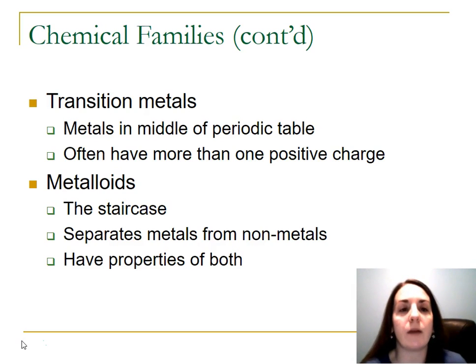Then we have the metalloids, which again is that staircase. So on the periodic table that I showed you, it was the purple elements. And this basically is our separation point on the periodic table. So all of the metals are on the left side, and all of the nonmetals are on the right side of that staircase. And these elements that are on the staircase are considered metalloids because they will have properties of both metals and nonmetals. So they're kind of in between there.